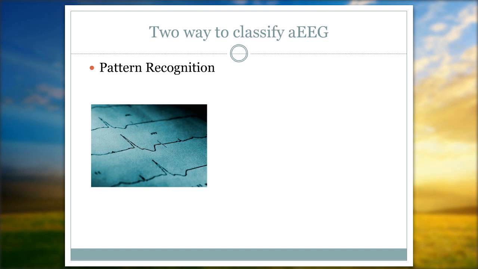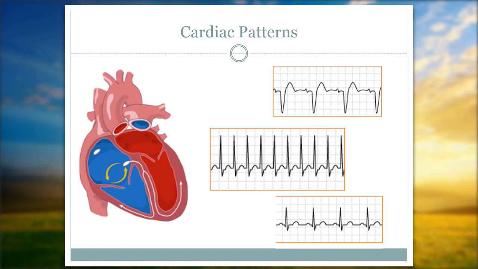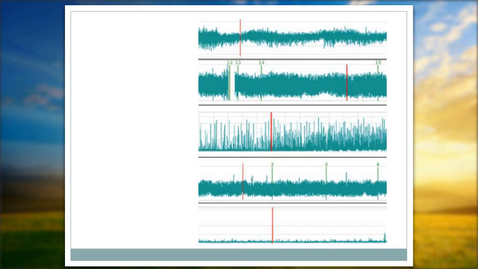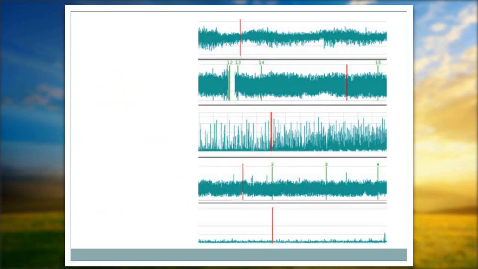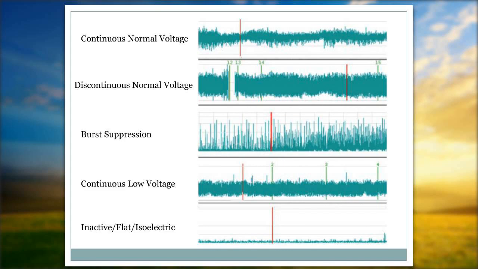So in the literature, there are 2 ways that you can classify aEEG, or 2 techniques that you can use. The first is pattern recognition. With pattern recognition, I want you to equate it to something that you're already familiar with, like, for example, looking at ECG patterns. Cardiac patterns have common rhythms, they look a certain way, and those are each individually named. In the same way, with aEEG, there are 5 basic patterns, and each of these 5 basic patterns, just like ECG patterns, have names. And we're going to learn each of these names as we go through a little bit more today.